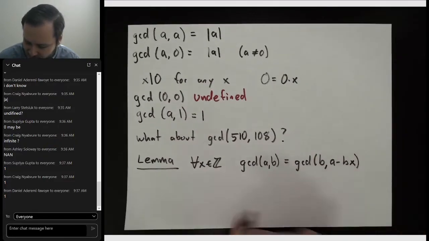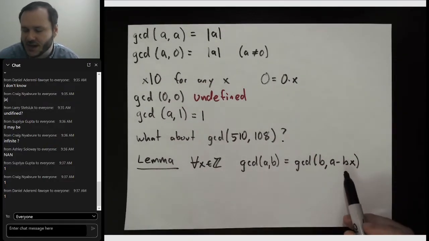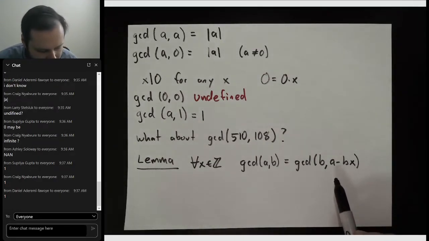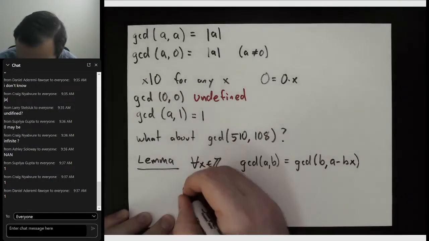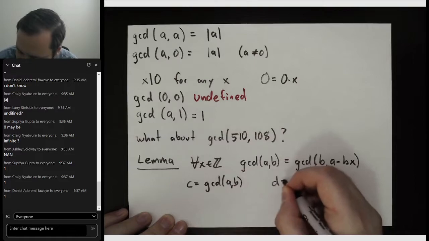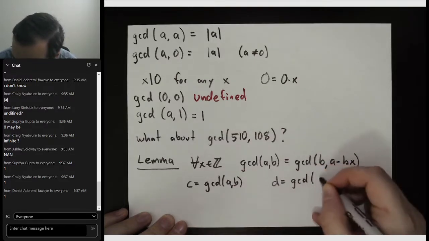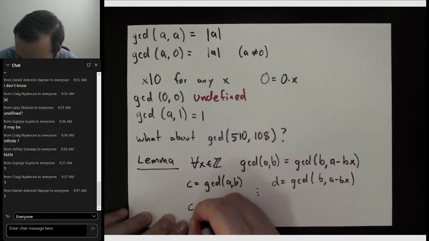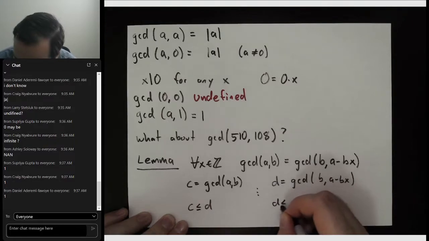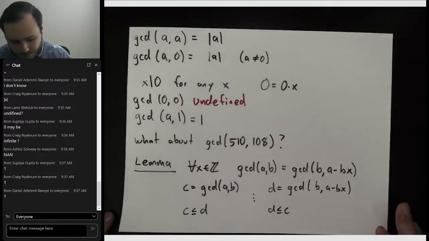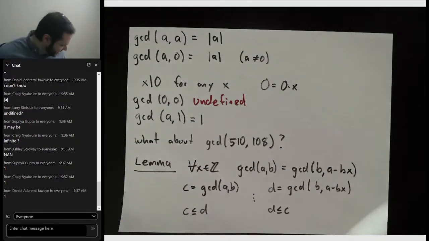So this is proved in the theorems and definitions document. I don't have time to prove it right now, but it's a nice little proof. It's very similar to what we did with uniqueness. You let C be this GCD, and you let D be this GCD, and you're going to end up showing that C is less than or equal to D, but D is also less than or equal to C, which means that they're equal. Which is a nice little way to prove something.